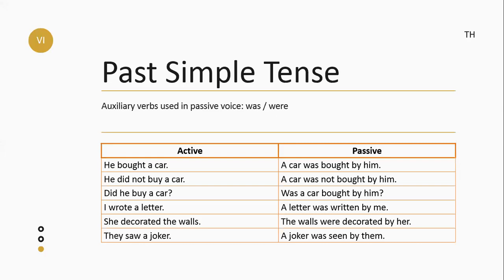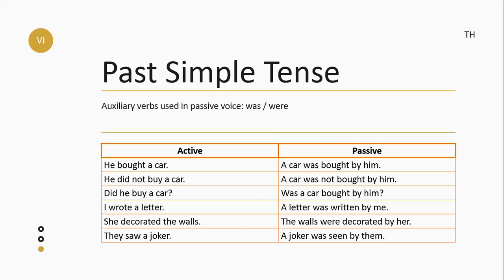And the other example here is, she decorated the walls. Okay, so we can make it passive by saying, the walls were decorated by her. Okay, right.